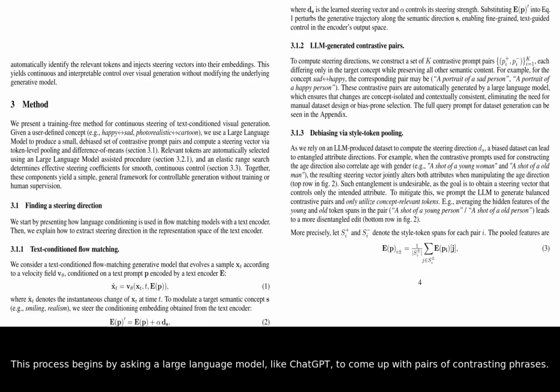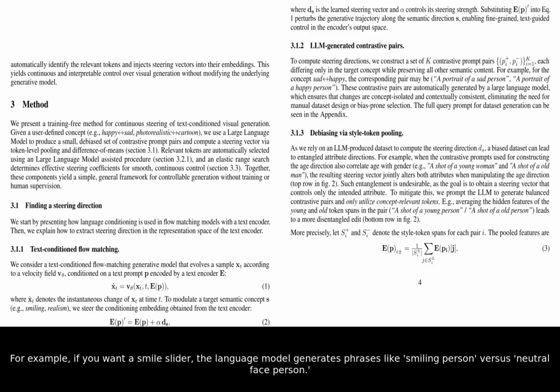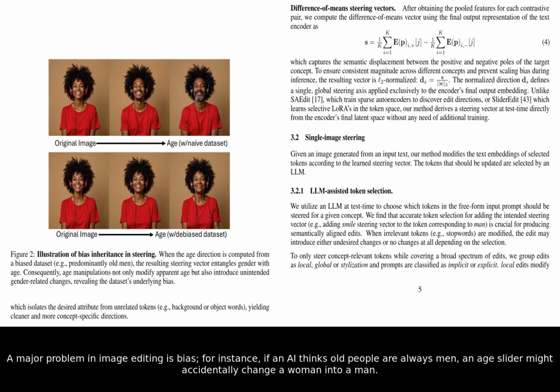This process begins by asking a large language model, like ChatGPT, to come up with pairs of contrasting phrases. For example, if you want a smile slider, the language model generates phrases like smiling person versus neutral face person. These pairs are then used to calculate a steering vector, which is basically an arrow pointing in the direction of the desired change.